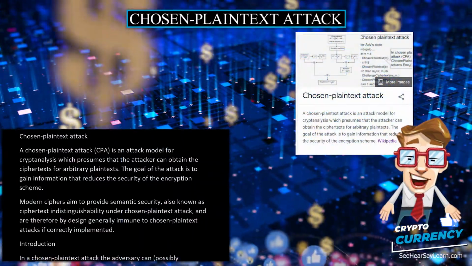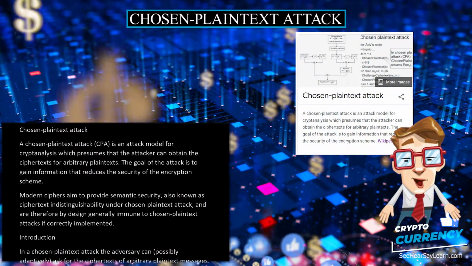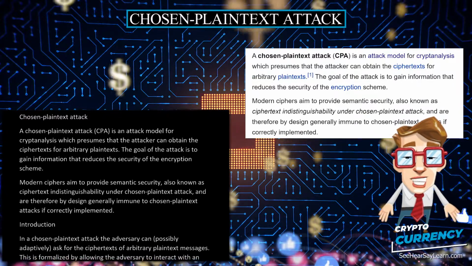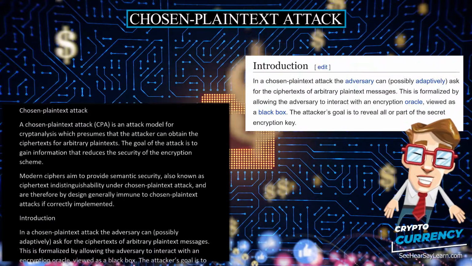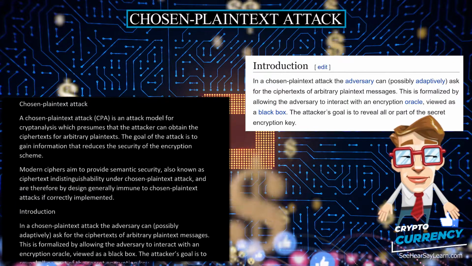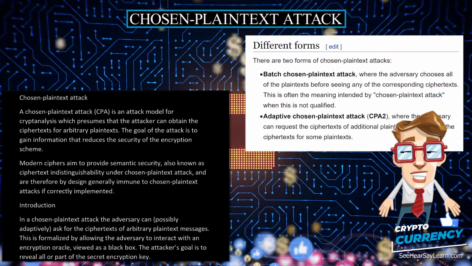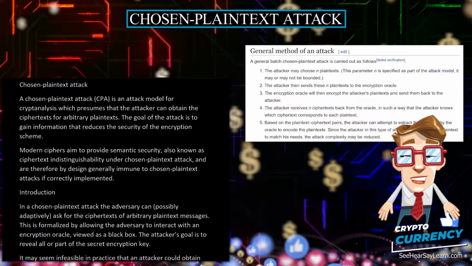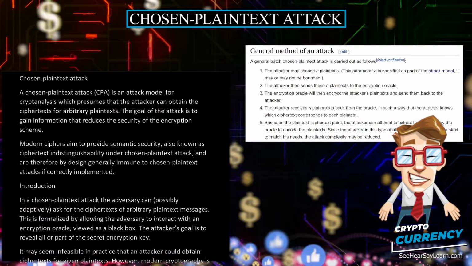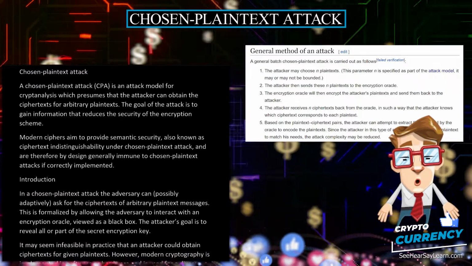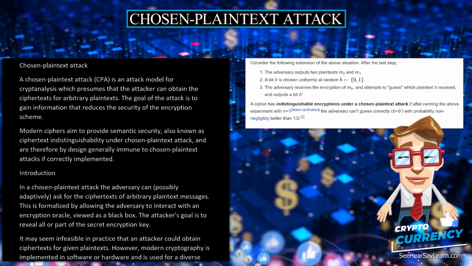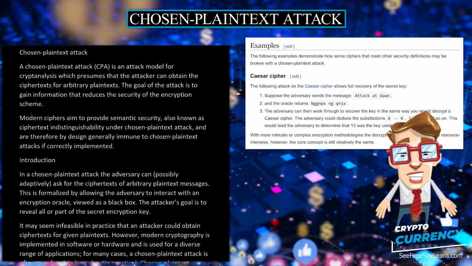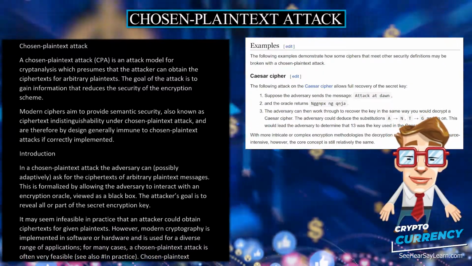Chosen plaintext attack. A chosen plaintext attack, CPA, is an attack model for cryptanalysis which presumes that the attacker can obtain the ciphertexts for arbitrary plaintexts. The goal of the attack is to gain information that reduces the security of the encryption scheme. Modern ciphers aim to provide semantic security, also known as ciphertext indistinguishability under chosen plaintext attack, and are therefore by design generally immune to chosen plaintext attacks if correctly implemented.